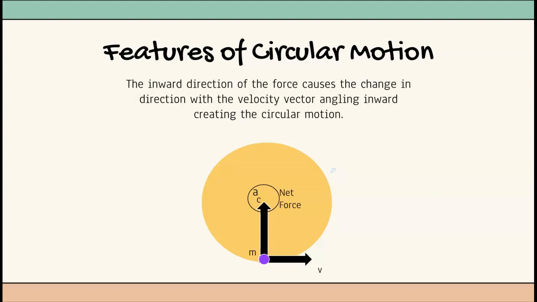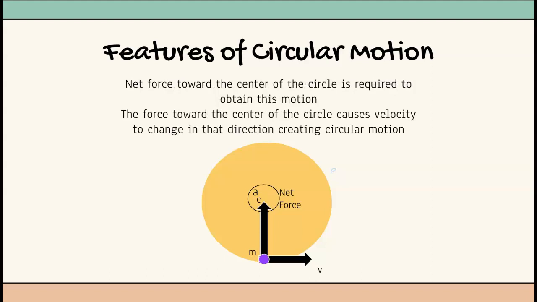The inward direction of the force causes the change in direction, with the velocity vector angling inward, creating the circular motion. As you can see from this, the net force is pointing inward, and the acceleration is also pointing inward, and the velocity vector is tangent towards the circle. Lastly, the net force is towards the center of the circle, and this is required to obtain this motion. The force towards the center of the circle causes velocity to change in that direction, creating a circular motion.